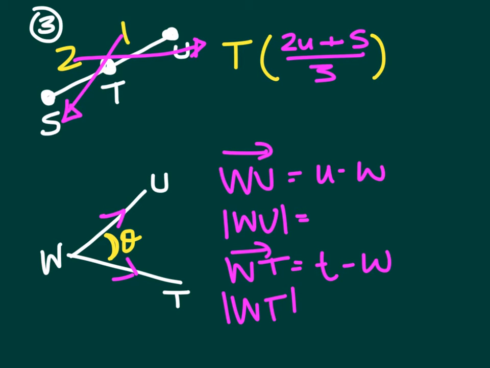And then use all of those facts in cos theta equals WU dot WT over the length of WU times the length of WT. Run out of space there, but you know what to do.